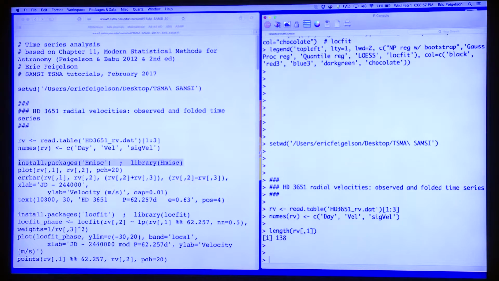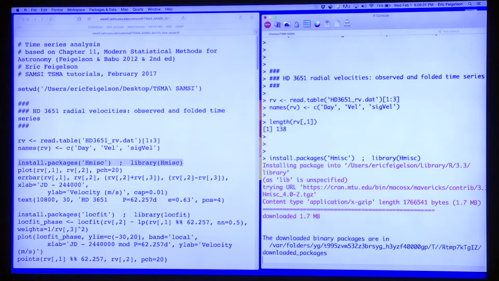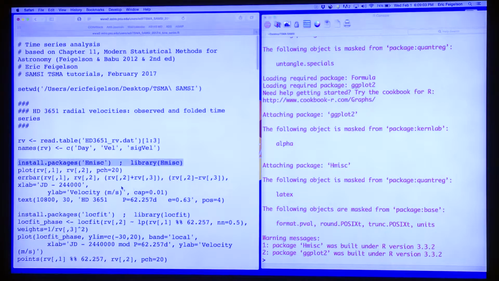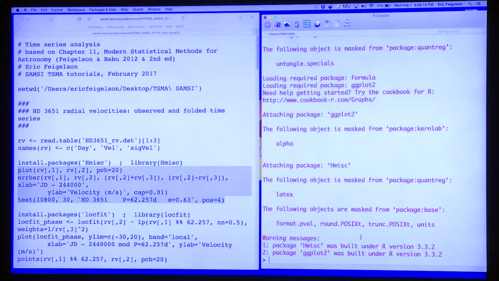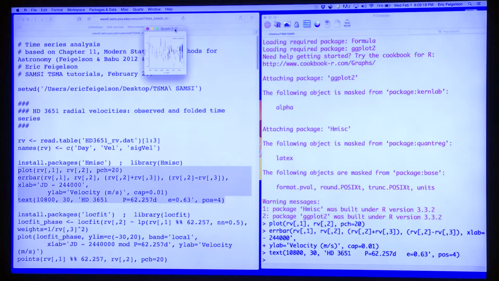Okay. So I found one of the problems that I have time. I have a measurement called velocity. But I also have the error bar on the velocity, heteroscedastic measurement errors. And R does not deal with it in terms of plotting, so I found a package in Hmisc, Harrell miscellaneous, that does error bars. So this is just to plot the data with the error bars. And there it is.